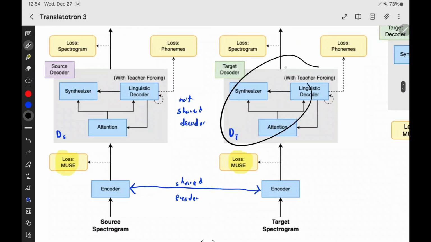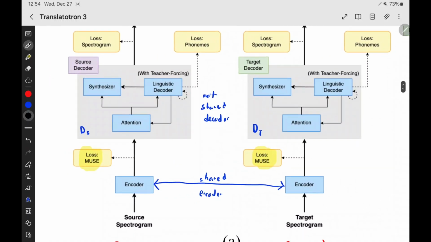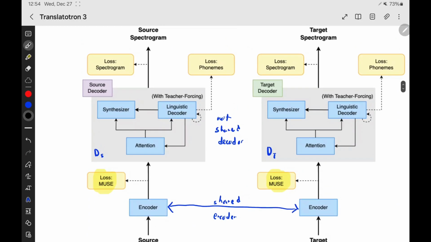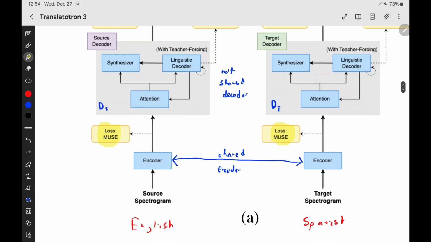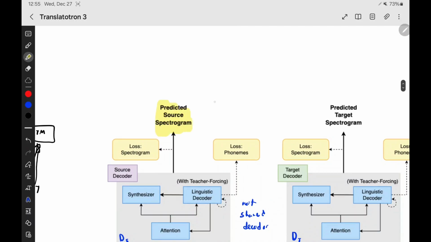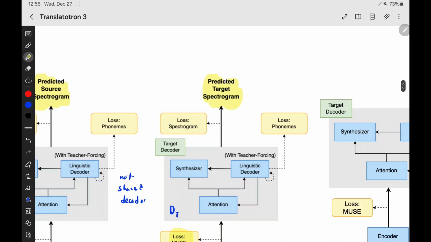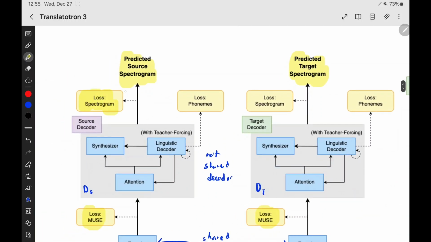We have a decoder for both, and basically the output of these is just going to be the source and the target. So we have our source spectrogram, we predict the source spectrogram. We have a target spectrogram, and we predict the target spectrogram. And the losses are just L2 losses.